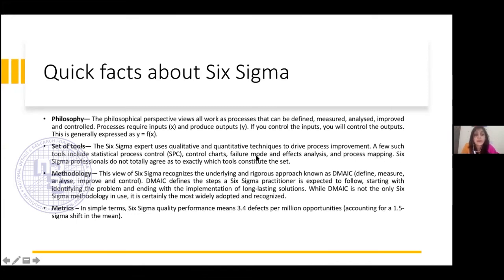Moving on, it is also a methodology. Like I said, it uses DMAIC, define, measure, analyze, improve, control, if you're trying to improve an existing process, or DMADV, which is used when you want to re-engineer or come up with a new process. And then there are metrics, like I said, 3.4 defects per million opportunities.